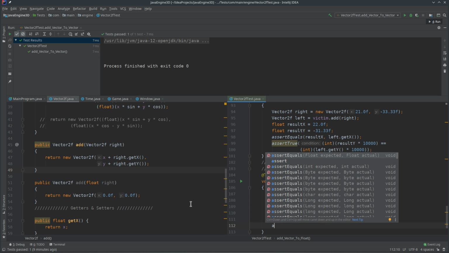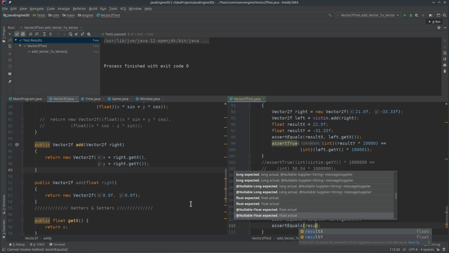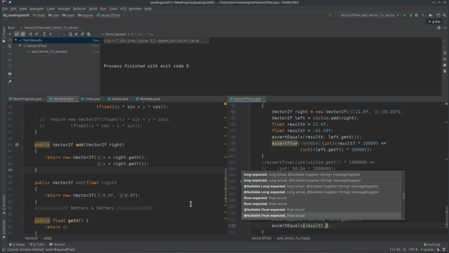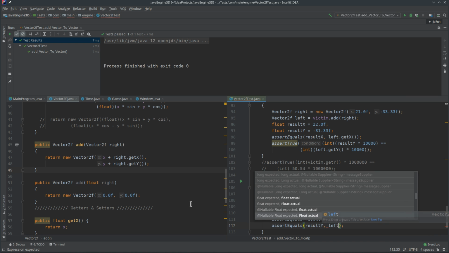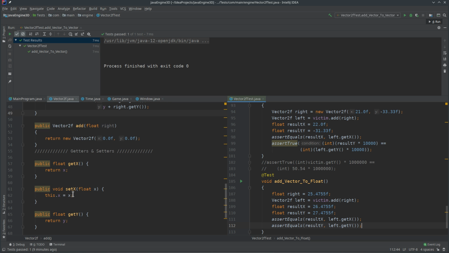And assert equals result y is left dot get y, which will probably fail. Well, it's going to fail anyway, isn't it? So we won't know. Alright, so we're doing this one here. It should be a failure.